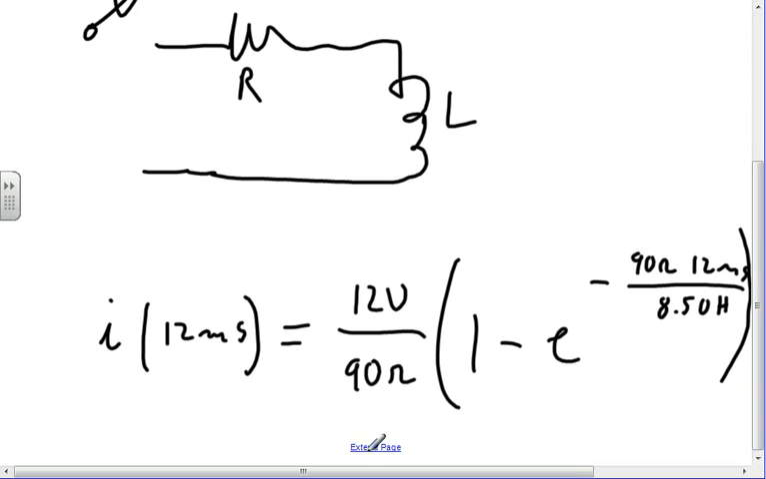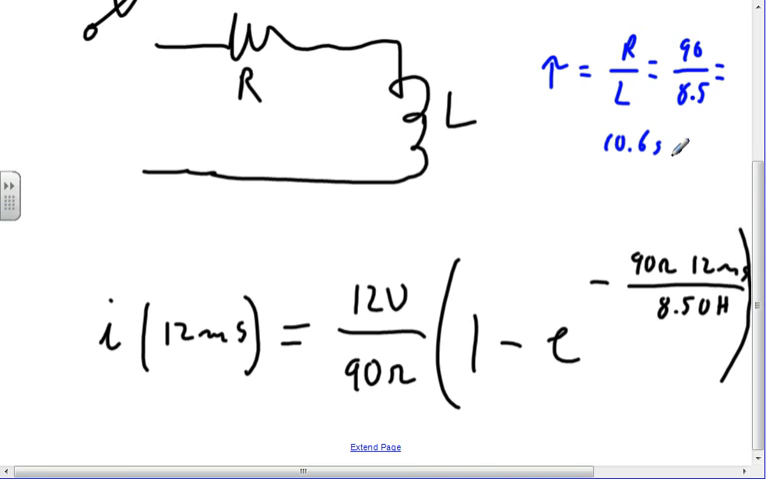So now we have to do the math. Before we do the math, we're going to do something else. This circuit has a time constant, L over R, right? 90 divided by 8.5 is 10.6. 10.6 seconds. It's going to take 5 time constants for the inductor to fully charge. So that's close to a minute.